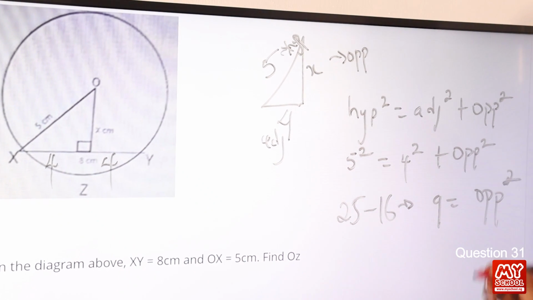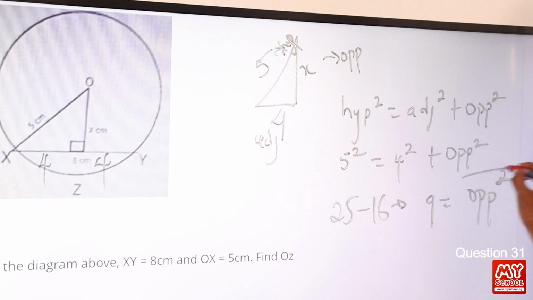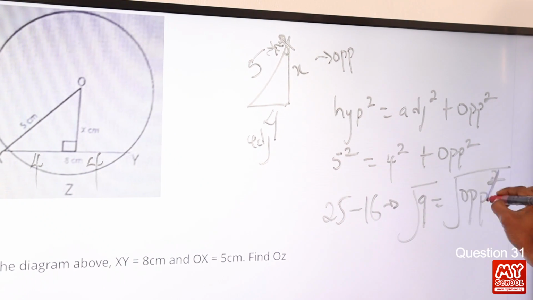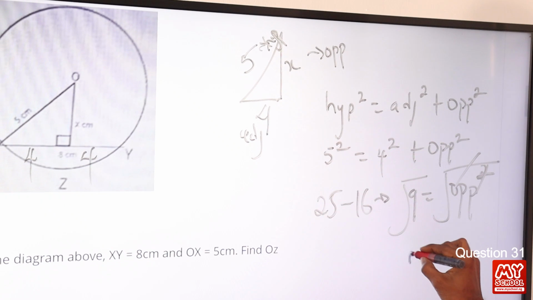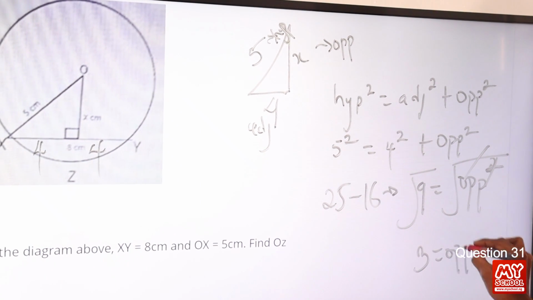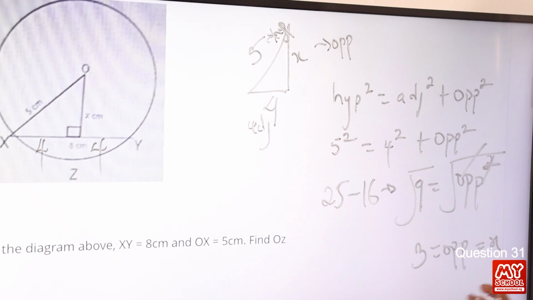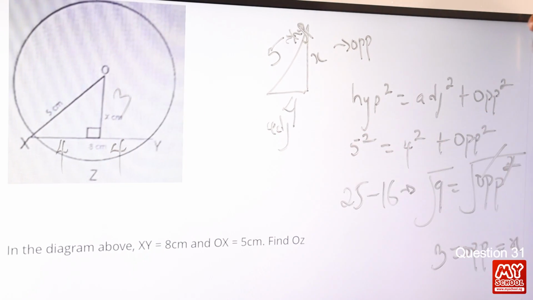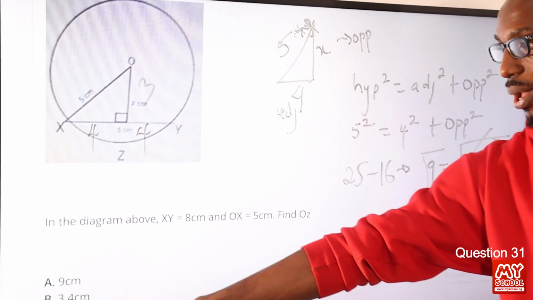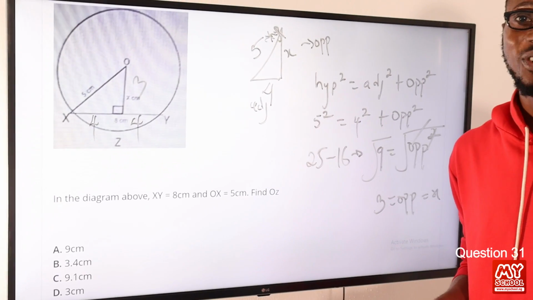So to remove the square, what do I do? I square root both sides. So square root here, I square root here. So square cancels square. Square root of 9, that is 3. So my opposite is actually 3, which is still the same thing that represents x. So here is 3 centimeters. So where do we have 3? We have that with option D. So option D is the correct option.